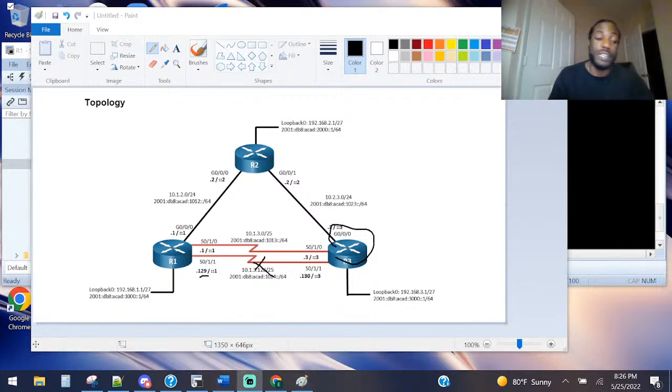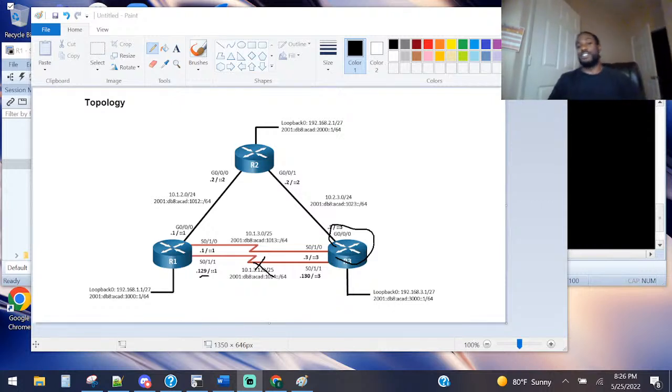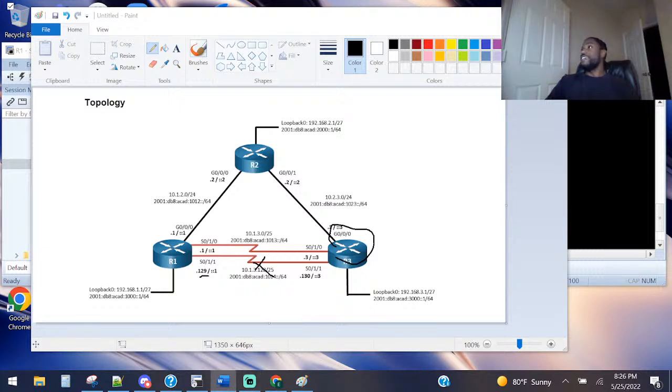I don't think it's a cabling issue, and I don't want to sit here 2 hours on the stream investigating a cabling issue. So forget that. Let's get started with the static routes. First thing they wanted us to do was, on router 1, create a static route for the 192.168.2.0 network.